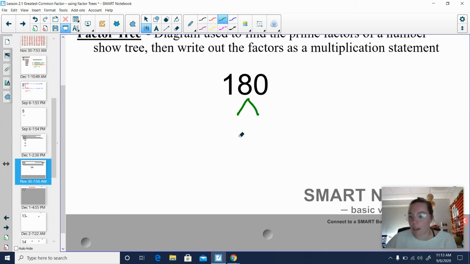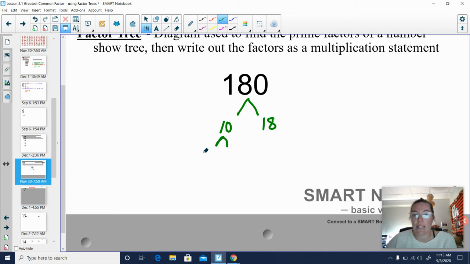We start with one factor pair. That's all we have to start with. And I know that if it ends in 0, it's divisible by 10. So I know 10 times 18. Now, our goal is to take these numbers and to break them down all the way until they're prime numbers and they can't be broken down anymore, okay? So 10 and 18 can both be broken down more.